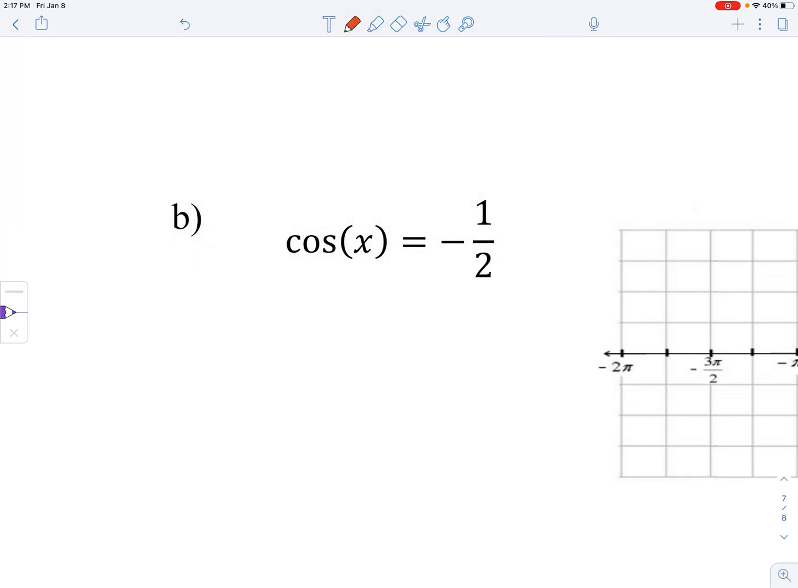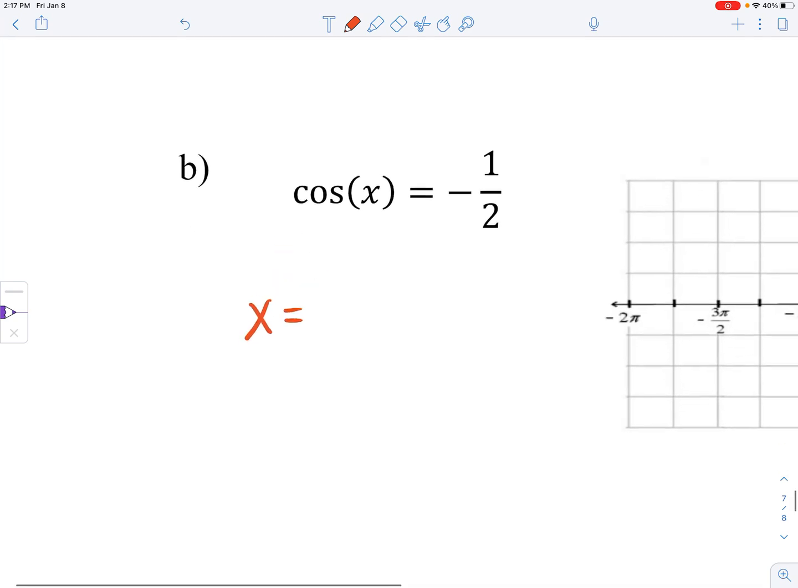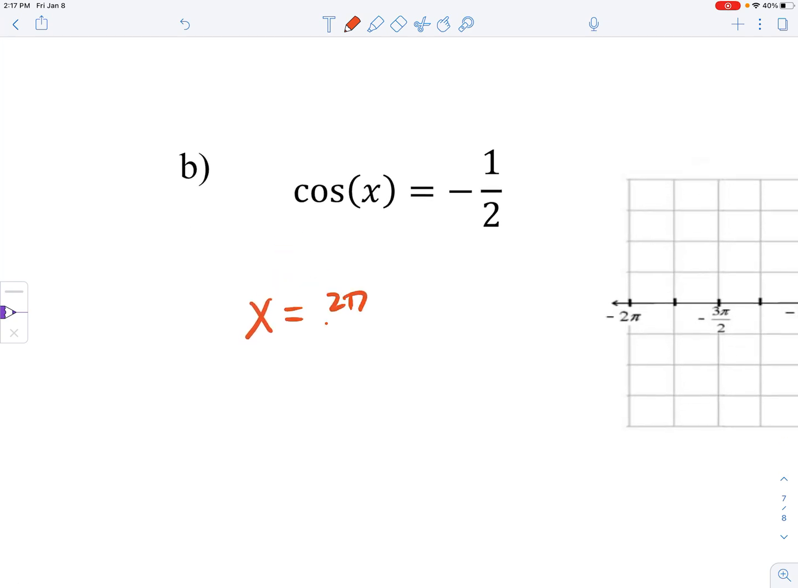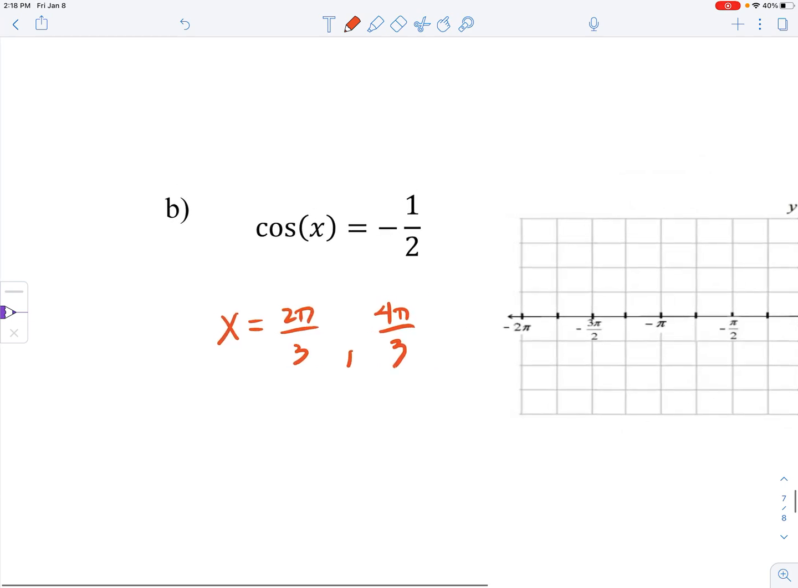Okay. And then cosine of x equals -1/2. So from 0 to 2 pi, well, cosine is negative in quadrant 2 and quadrant 3. So in quadrant 2, that would be 2 pi over 3. And in quadrant 3, that angle would be 4 pi over 3.